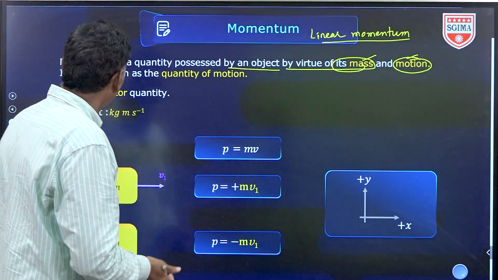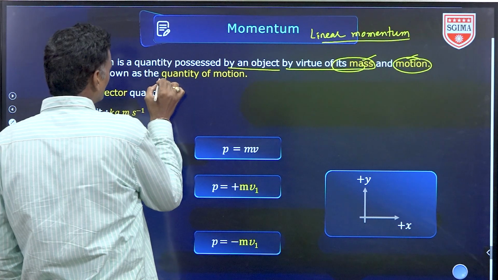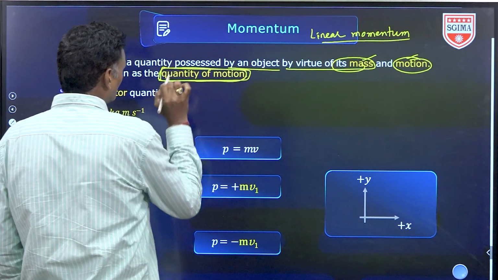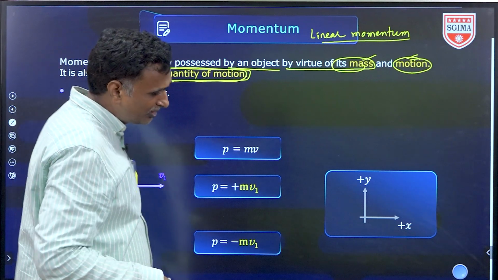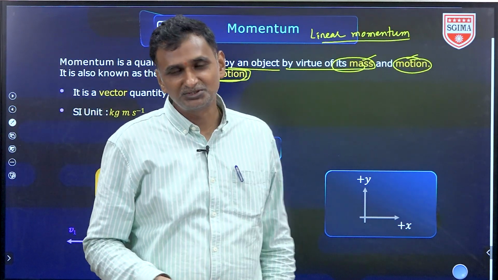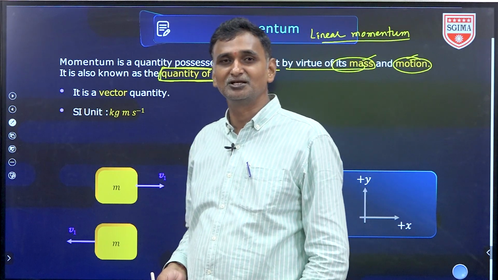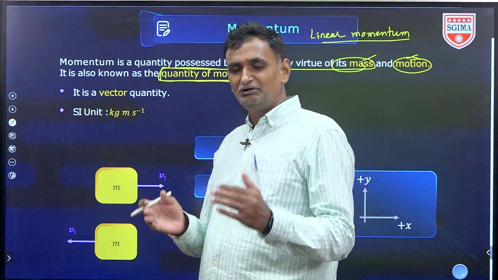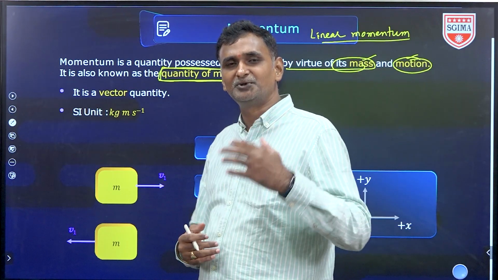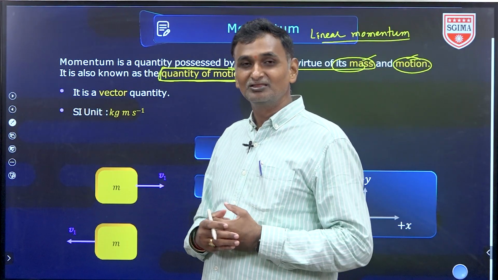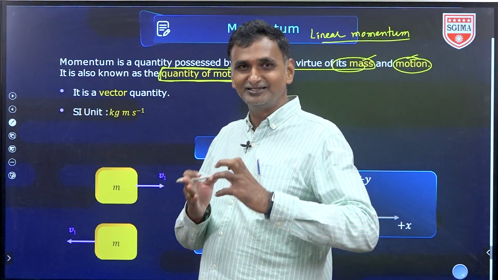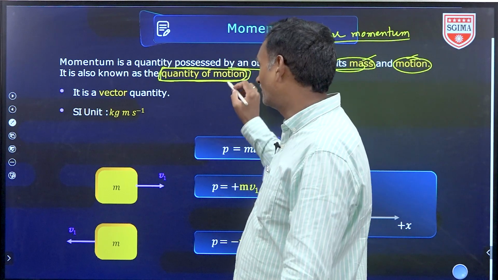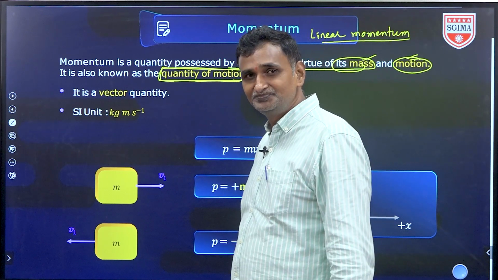And the second way of definition: it is also known as the quantity of motion. This is very, very important. You might have seen in groups, some friends discussing: I saw a car which is very little and moving with a greater speed. How can we explain it? In explaining, he was comparing its size and its speed. That nature is what we call quantity of motion.